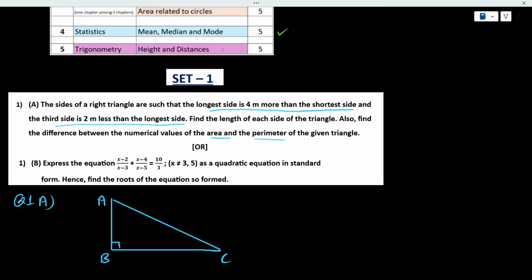So what is given here? The longest side length is based on the shortest side. Correct. So what is first given here? What can we write down here?